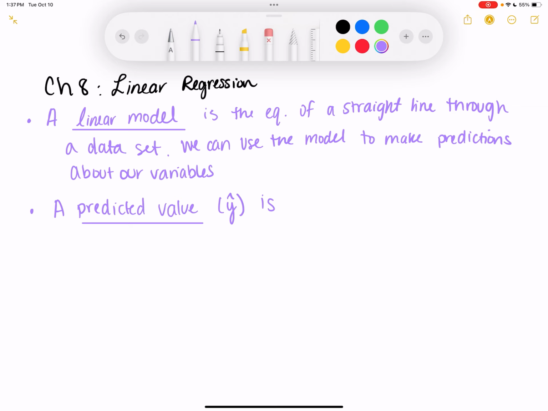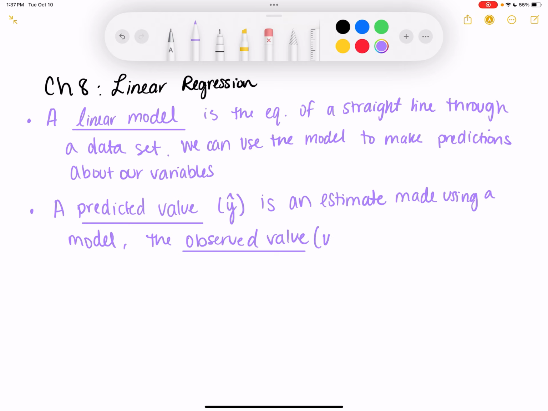What's that? Oh, I see, it has a hat on it. Very cute. is an estimate made using a model. The observed value y is the true value a variable takes on.